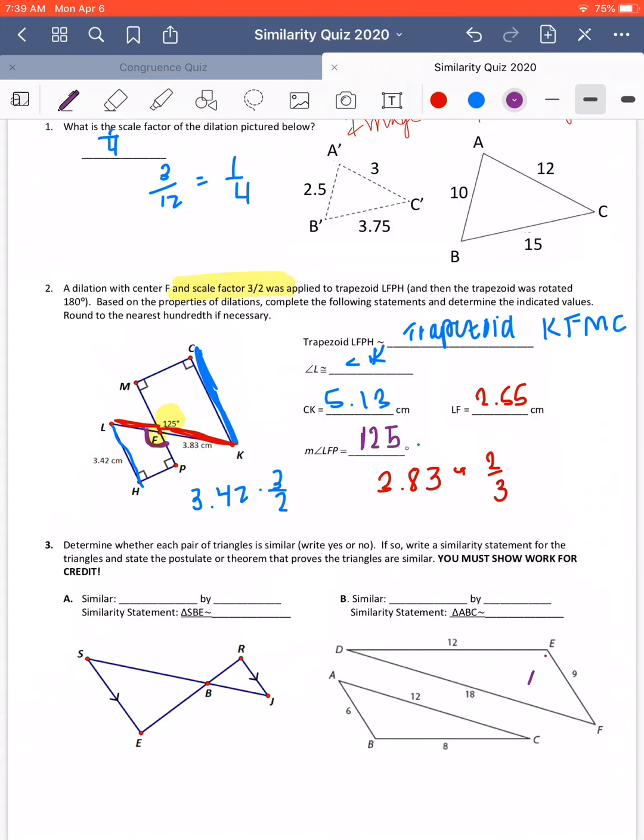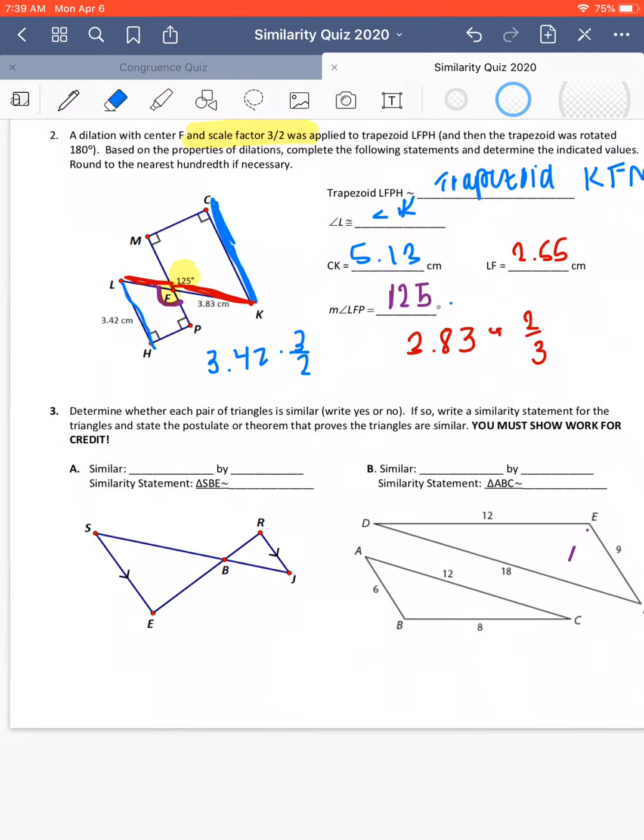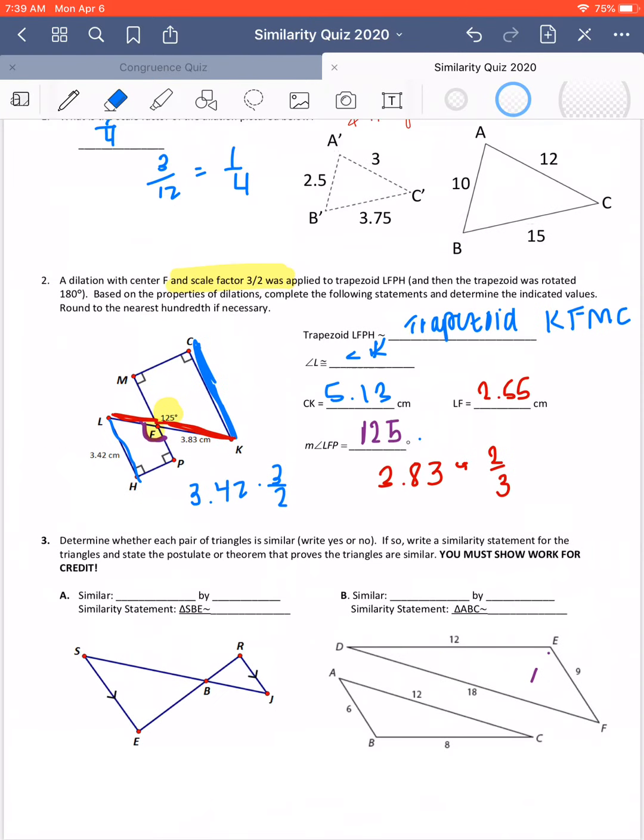Now, the ones on the bottom say to determine if they are similar and by which postulate. It says you have to show work for credit. This is what I would have given to you guys had we been in class like normal. So you write yes or no and then a similarity statement for the triangles and then which postulate.